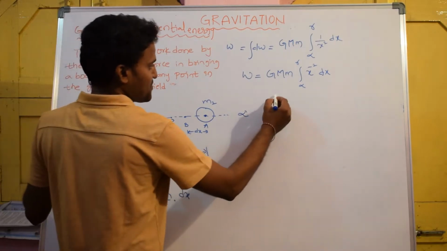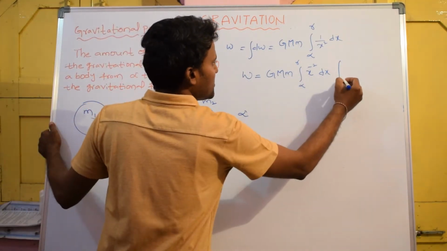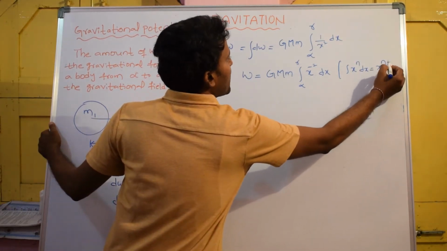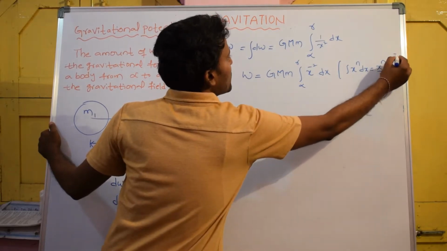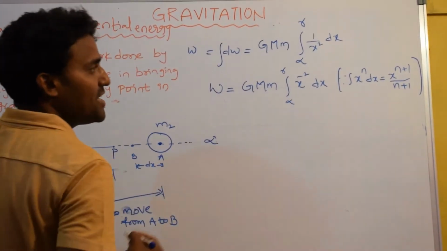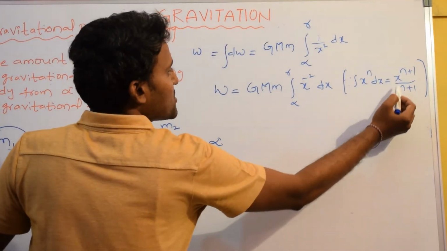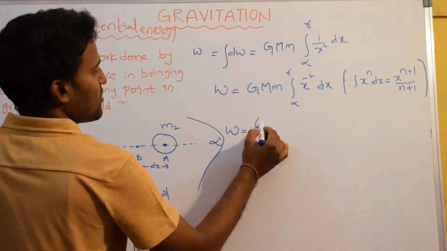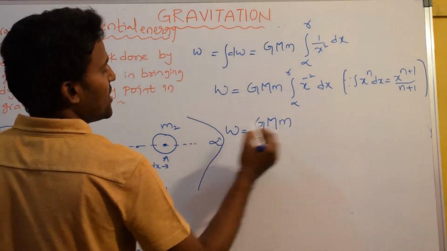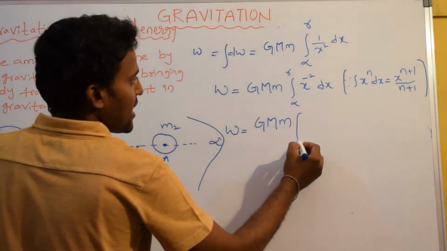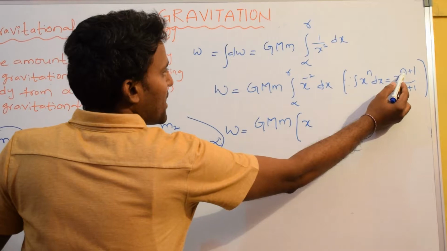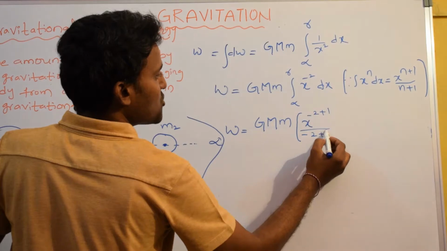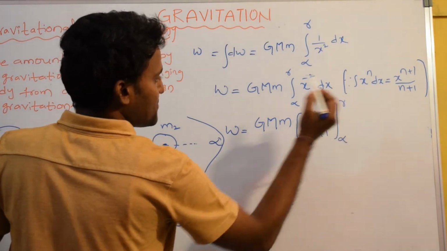Now, what is the integration formula? Integral of x to the power of n dx is equal to x to the power of n plus 1 divided by n plus 1. So W is equal to capital G, capital M, small m, integral of x. Here my n is minus 2, so minus 2 plus 1 divided by minus 2 plus 1, from infinity to r.